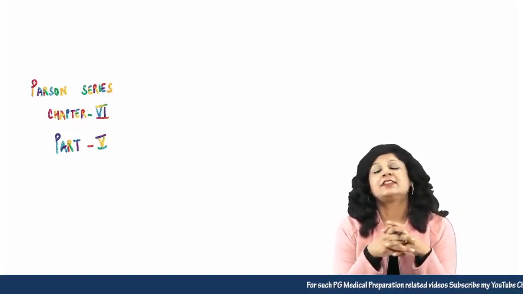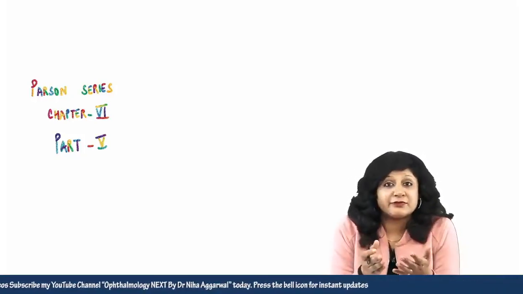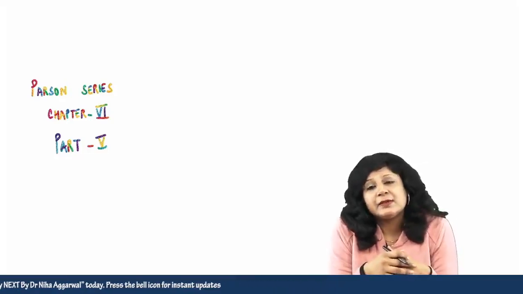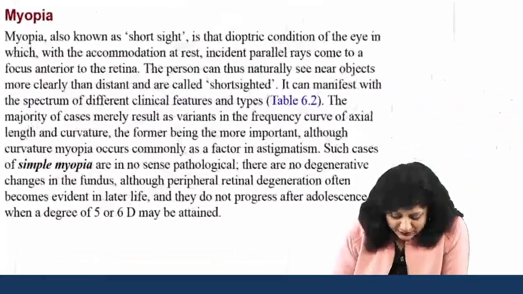Hello guys, welcome to the Parson series, and this is part 5 of chapter number 6. Last time we discussed the refractive errors. We saw the difference between emmetropia and also the journey of emmetropization. So today we are going to start with the individual errors.